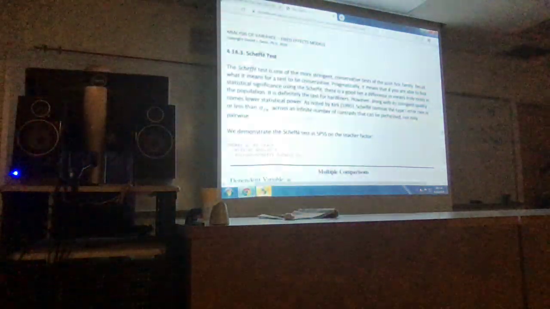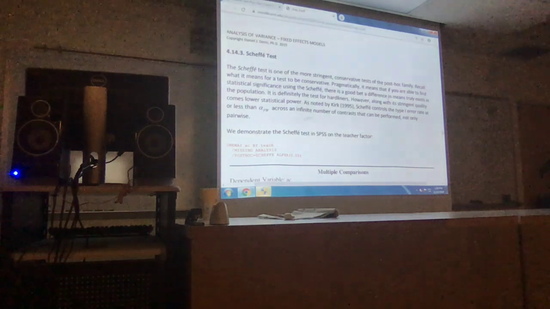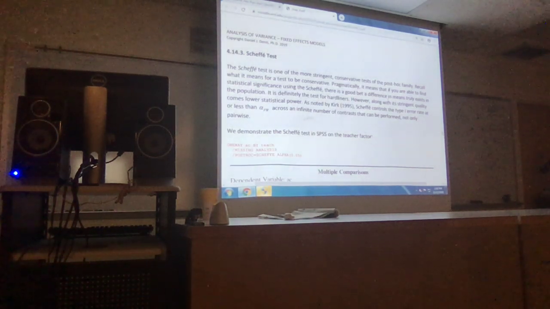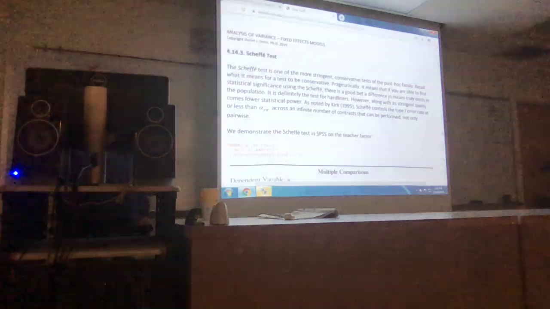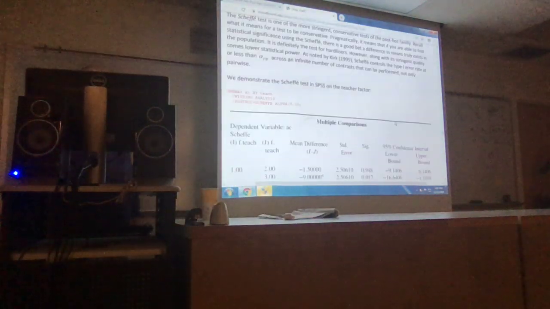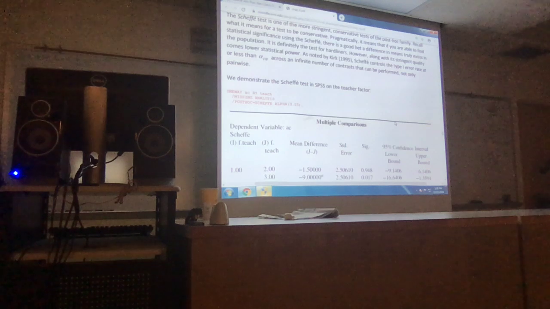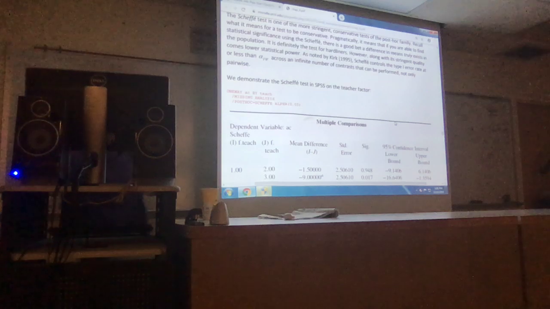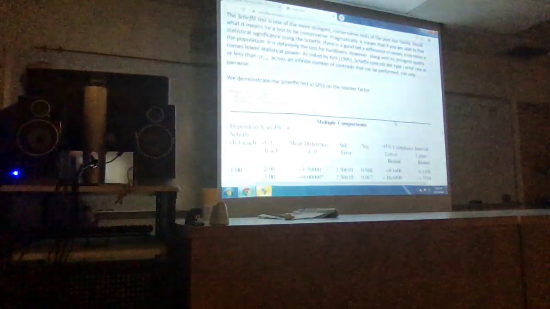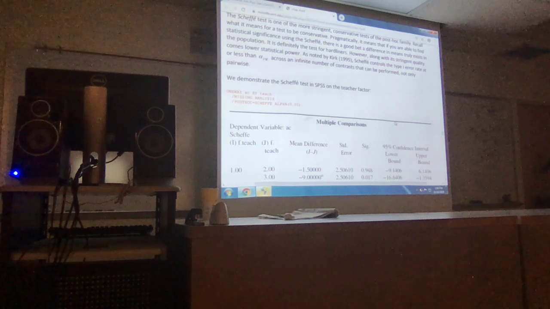Don't make too much about those p-values. That's one of the scientific things here: recognize the p-value, but if the p-value creeps up over 0.05, don't start throwing out your data and all that stuff. The Scheffé test is the test I was talking about. It actually is pretty strict and guards against an infinite number of contrasts that can be performed, not only pairwise ones. So the Scheffé is going to guard against, like, means 2 and 3 and 4 versus 5 and a whole bunch of all possible linear contrasts that you can do. Therefore, it's a pretty hard test to pass.